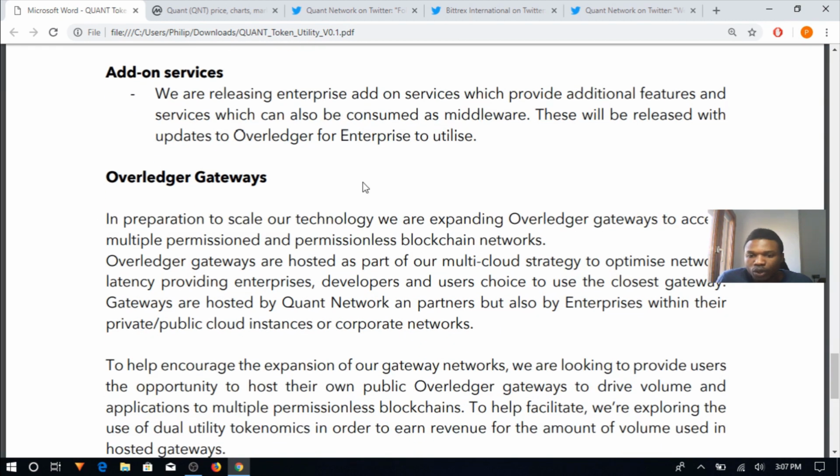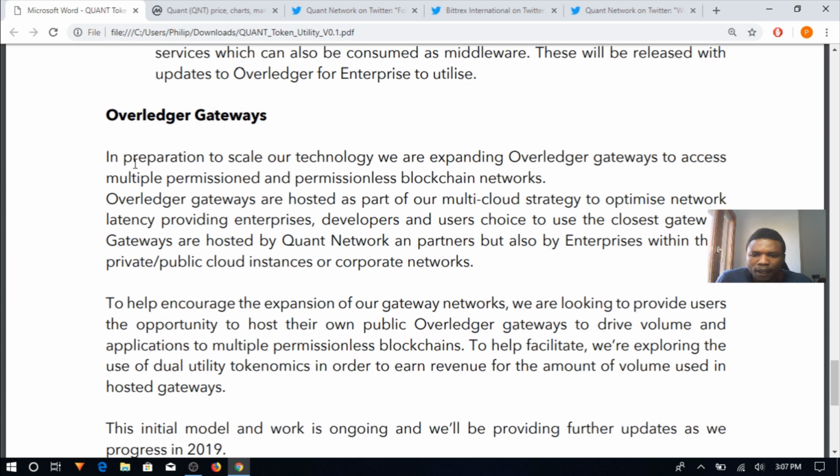Then we have the gateways. The gateways is in preparation to scale our technology. We are expanding Overledger gateways to access multiple permissioned and permissionless blockchain networks. Overledger gateways are hosted as part of our multi-cloud strategy to utilize network latency, providing enterprises, developers, and users choice to use the closest gateway. Gateways are hosted by Quant Network and partners, but also by enterprises within their private public cloud instances or corporate networks.